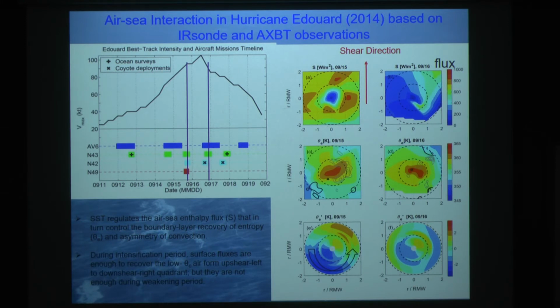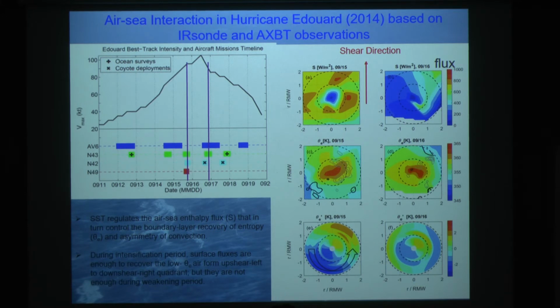So usually, this red curve with the shear direction is the environmental shear, the large-scale shear. Basically it is the difference between the wind at 850 millibar and 200 millibar, so between the top of the boundary layer and near the top of the troposphere. The shear usually affects hurricane structure vertically. For a non-shear case, the vortex is vertical, but due to the wind shear, the vortex could be tilted in the upper levels. So that actually induces the asymmetry of the boundary layer thermodynamic structure.